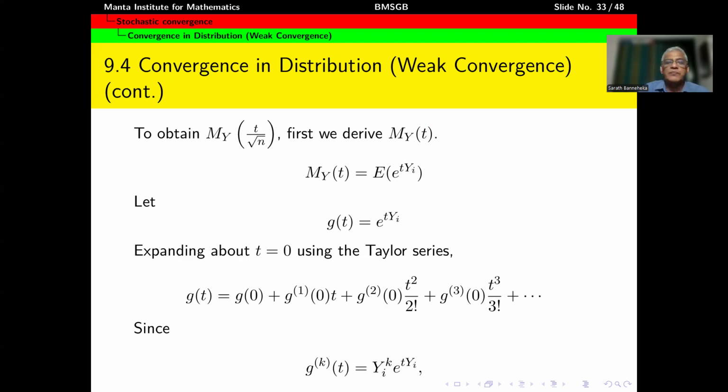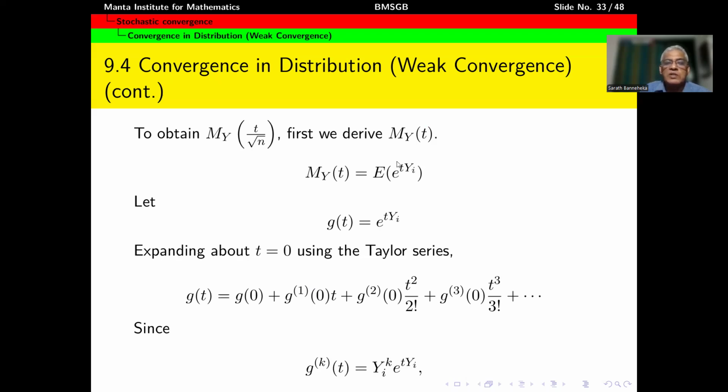Remember, by definition, My(t), the moment generating function of Y evaluated at t, is equal to the expected value of e to the power t times capital Y. This Y is the random variable, and t is a real number. Now, before taking the expected value, we will expand this thing using the Taylor series expansion.